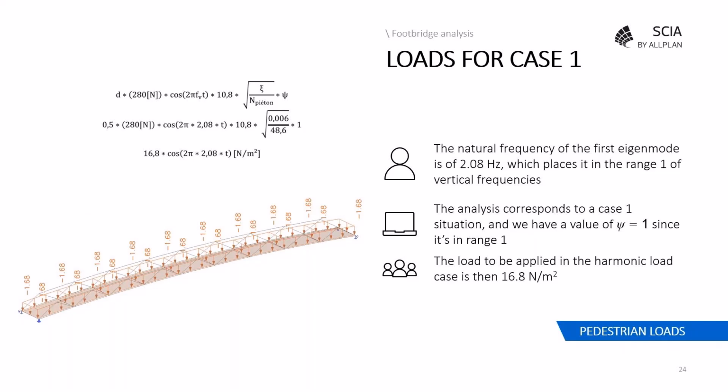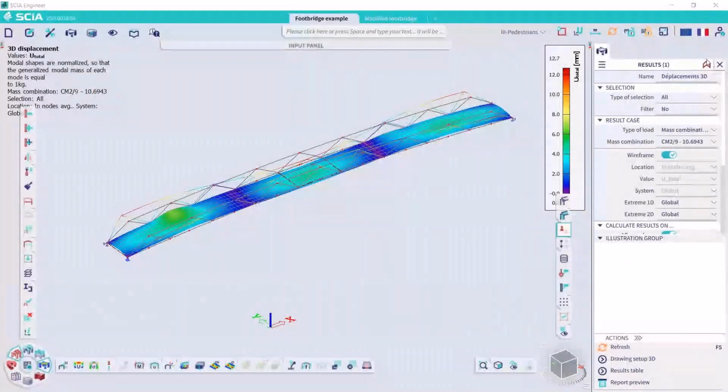So the load will be calculated using the formula on the left side. So we see the equivalent number of pedestrians, and it leads to a harmonic load, which we would have as a surface load of 1.68 kilograms per square meter or 16.8 Newton per square meter. So now we will go back to SCIA to see that directly in the model.